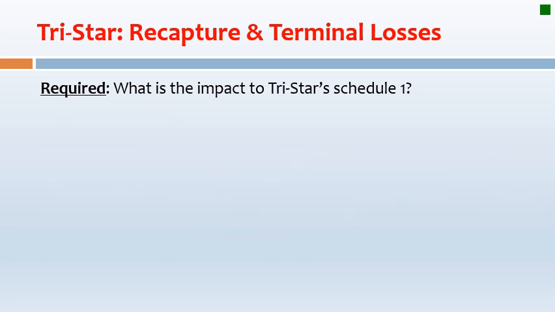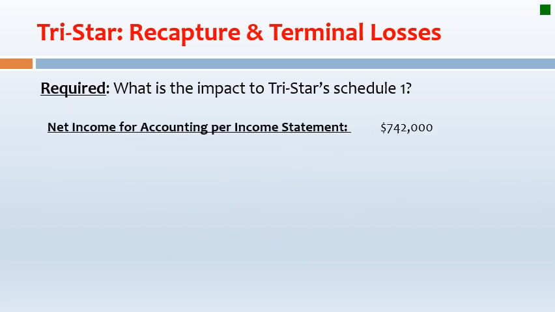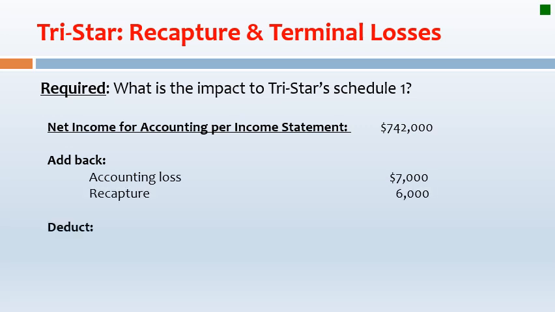Overall impact on the Schedule 1 is going to look like this. We start off with net income for accounting from our income statement. That was $742,000. We then add back the accounting loss. We add back the recapture. We're going to deduct the accounting gain. We're going to deduct the terminal loss. The overall effect here is we have two additions and we have two deductions.